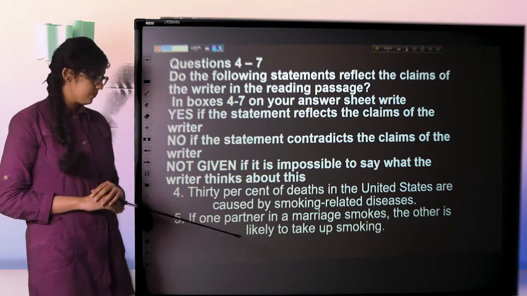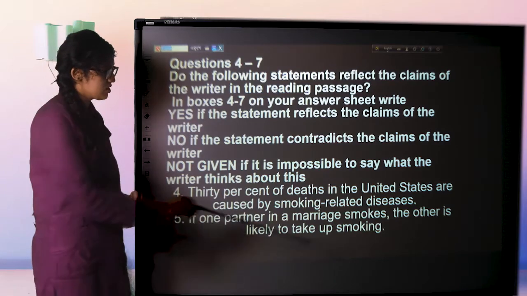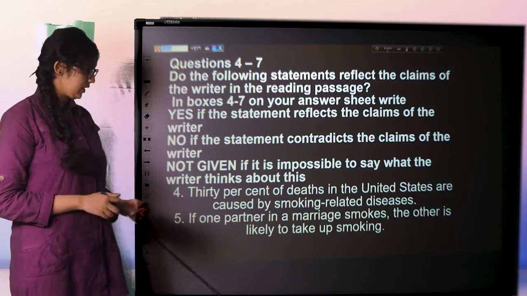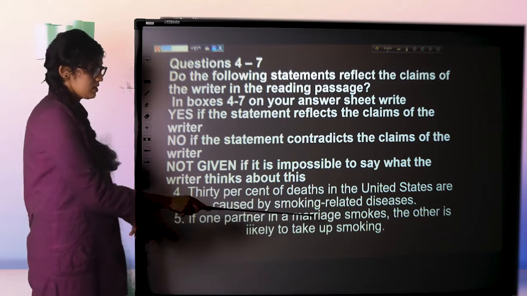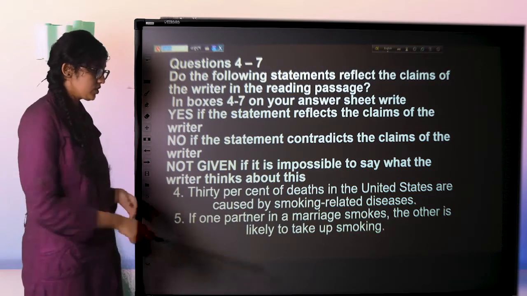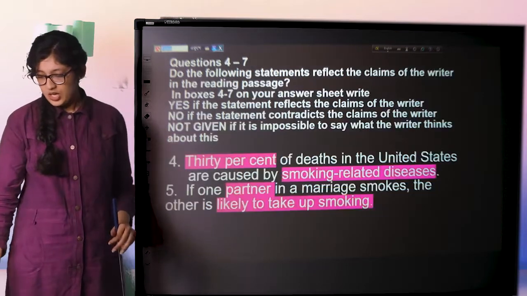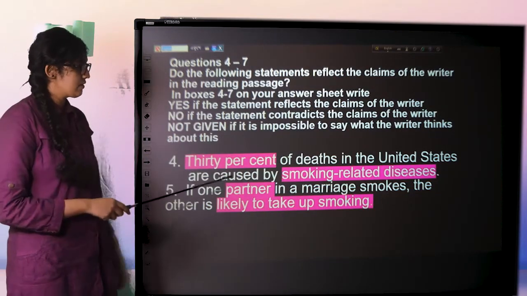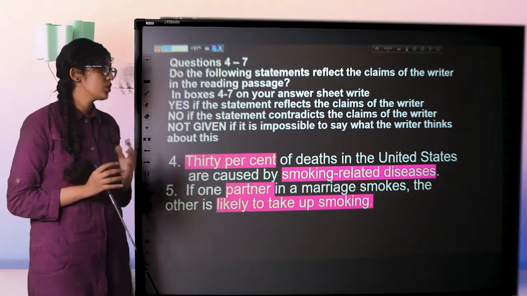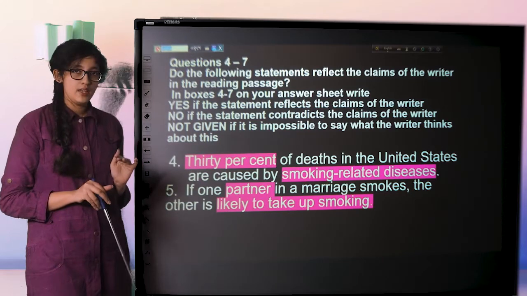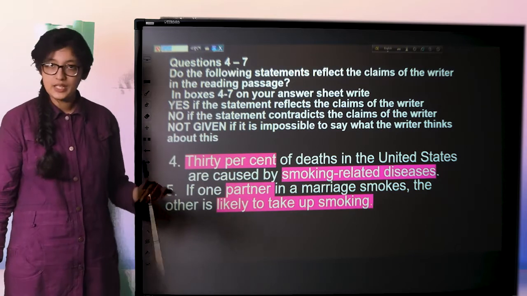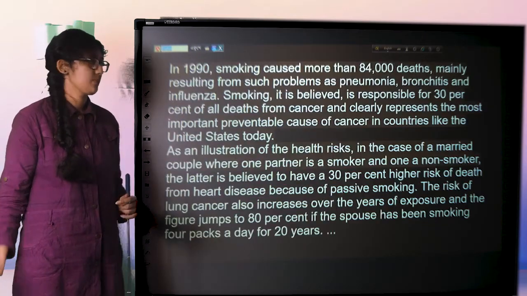Now let's look at number 5. If one partner in a marriage smokes, the other is likely to take up smoking. So over here, something about being in marriage is definitely a key point, and that if one person smokes, the other one will also smoke. Likely to take up smoking is also another key point. After highlighting, this is what it would look like. Now, when we read the passage, we would know what we should search for, because we've already read the question and the statements. So it will be easier for us to find answers for these.